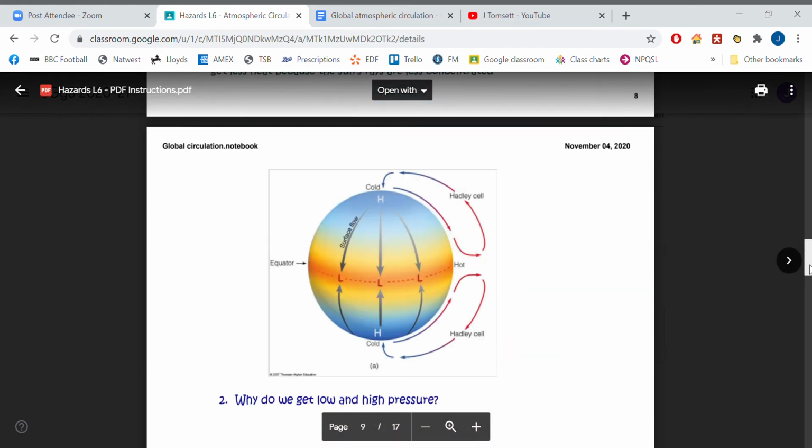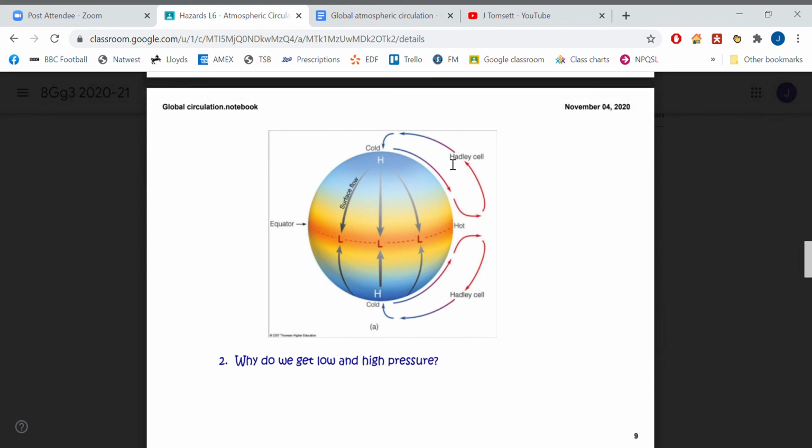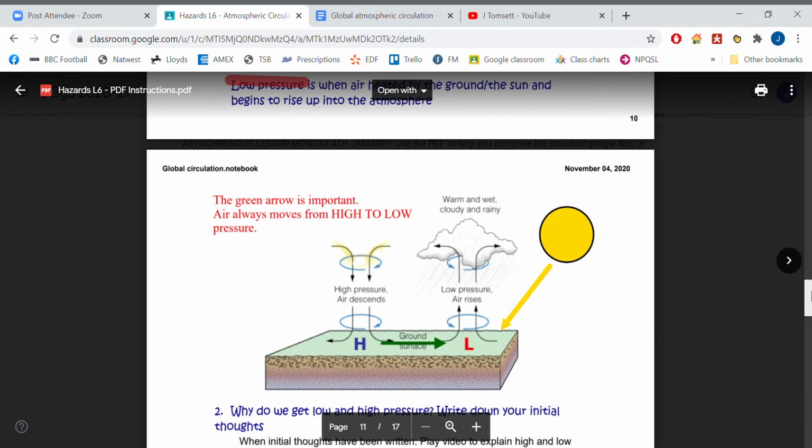So if I go back up a little bit, that explains why we've got low pressure here, high pressure here. Where the air sinks, we've got this air weighing down on us, high pressure. Where the air rises, we've got low pressure. Now the final question is about rainfall.